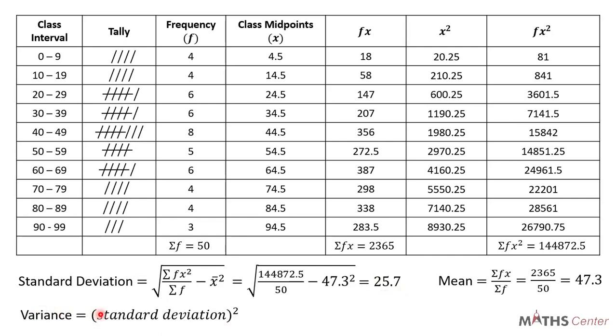The variance is equal to the standard deviation squared. So if the standard deviation is 25.7, then the variance will be 25.7 squared, and that will be equal to 660.49. So the standard deviation of the distribution is 25.7, and the variance is 660.49.